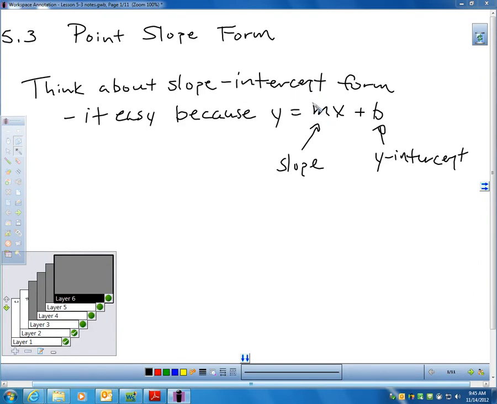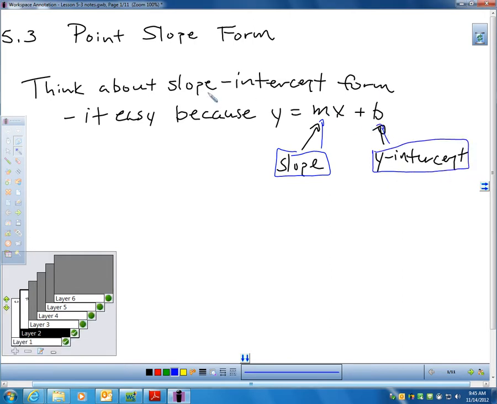Now, there's a reason we call this slope-intercept form. I mean, someone was really a genius when they came up with this. They called this slope-intercept form because, as you notice, when you look at the equation, you can get the slope, and you can get the y-intercept. That's why it was called slope-intercept form. Can you see in the name, we know the slope and we know the intercept by just looking at the equation.